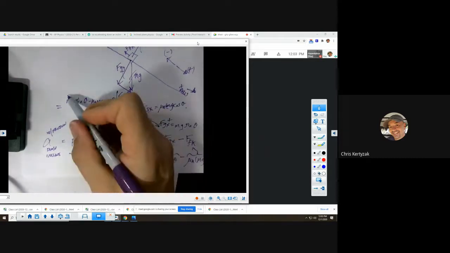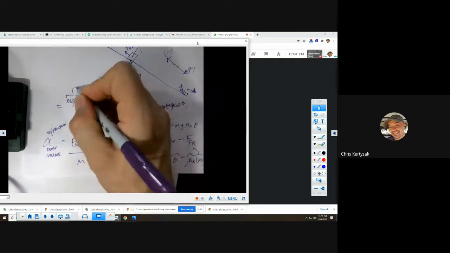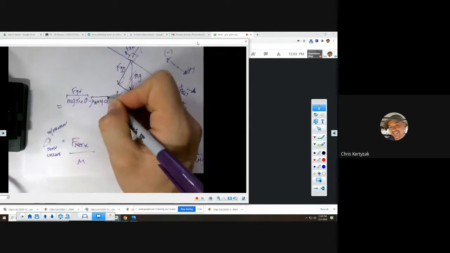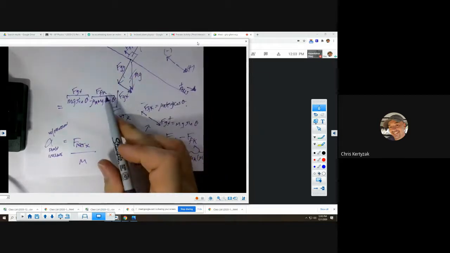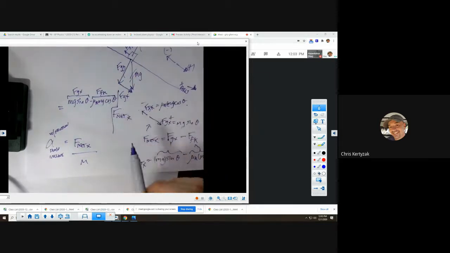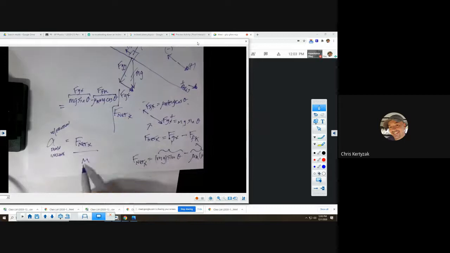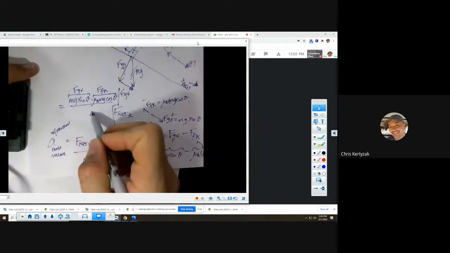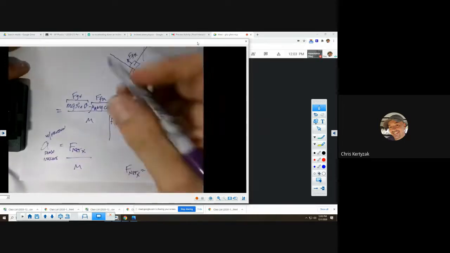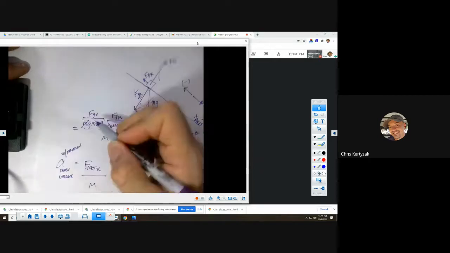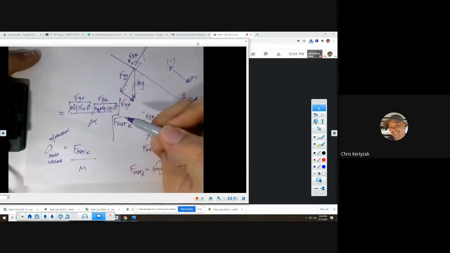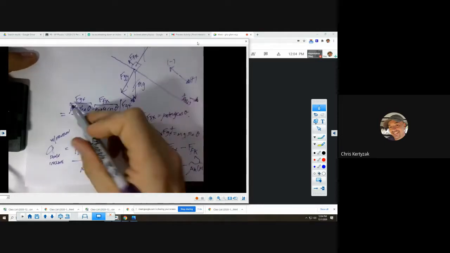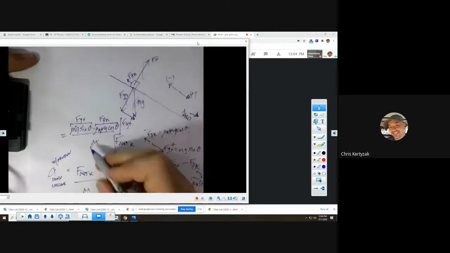Mg sine theta, which again was FGX, minus mu k mg cos theta, which is the sliding coefficient times the force of kinetic friction, divided by the mass. What happens to m? It cancels, and cancels, and cancels. And you're allowed to do that when you have two terms on the top and one on the bottom.